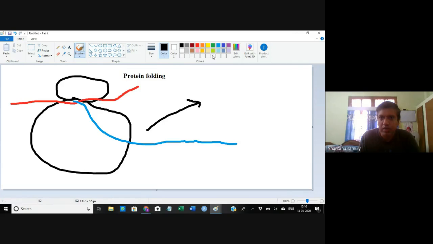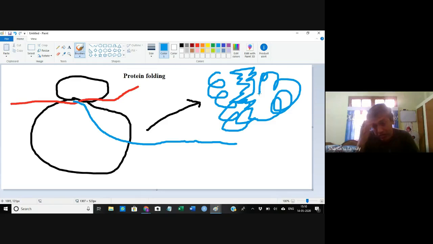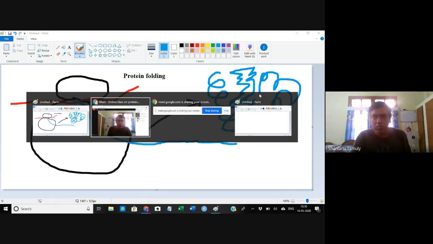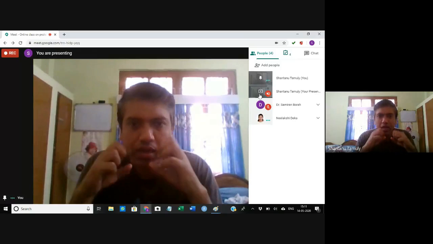This protein undergoes folding, something like this. So this is the folded structure of the protein. This is what we call protein folding. That means after coming out of the ribosome, the protein folds immediately. So now the question is what type of structure the protein will assume.